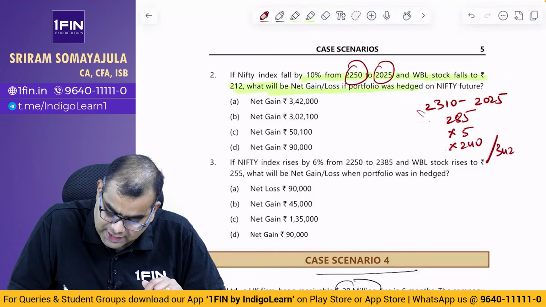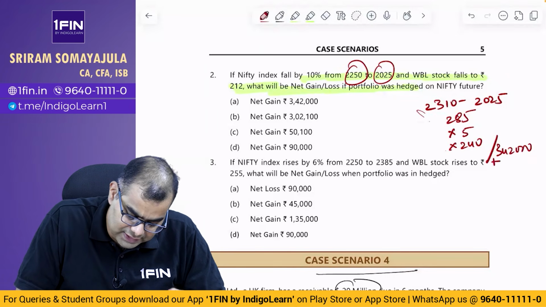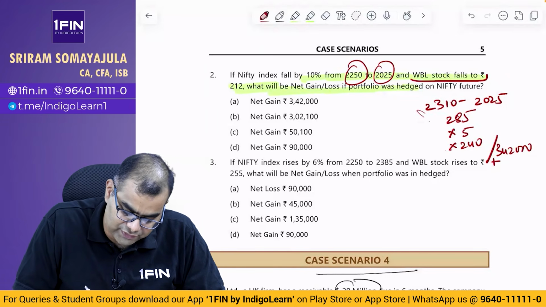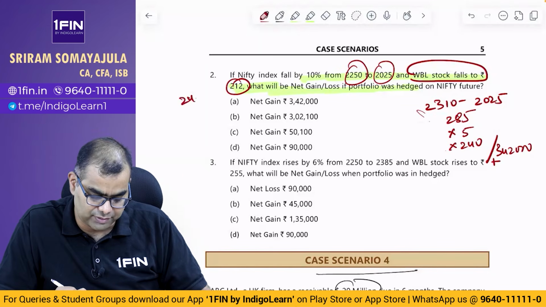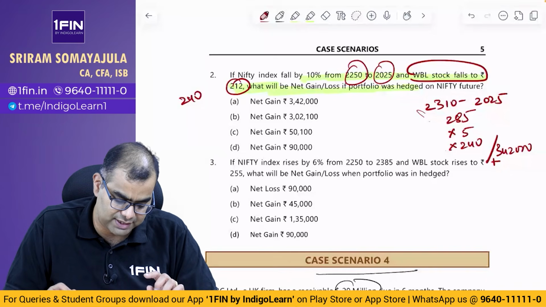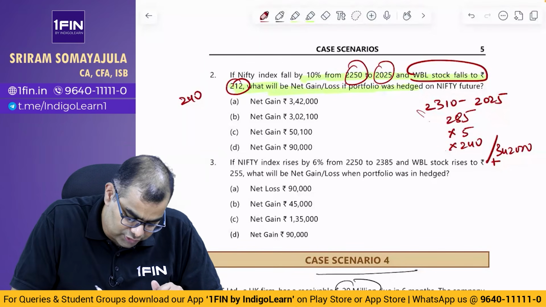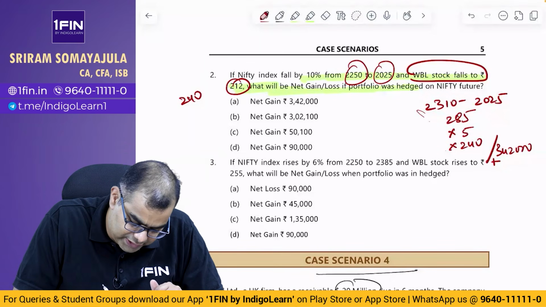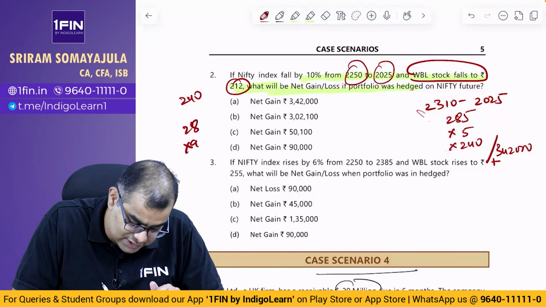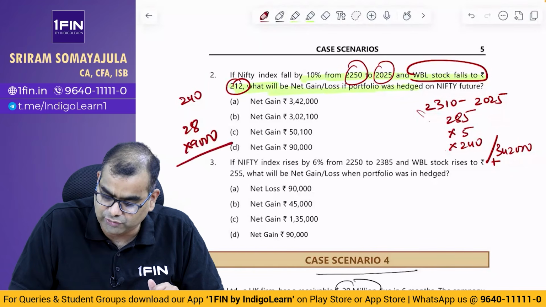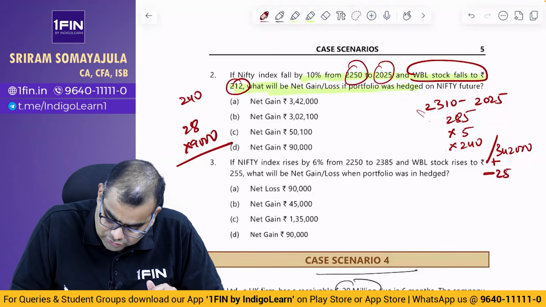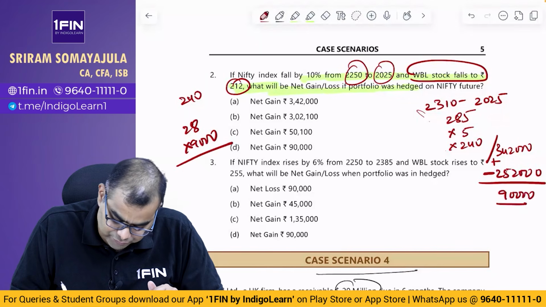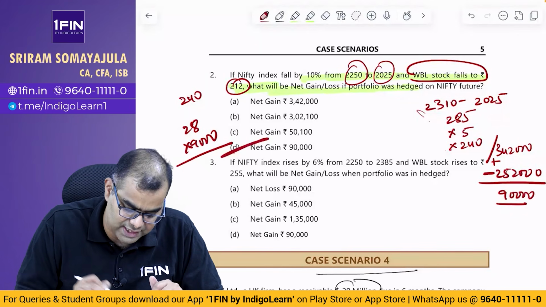Now, this is the gain. But what is the loss? Parallelly, the stock also fell. From 240 to 212. 240 was the price of the stock, no? That is how we computed 21,60,000 by 240 is equal to 9,000. So, the stock fell by 28 rupees. So, 28 into 9,000 is the loss on the stock side. That gives you 2,52,000. So, what is the net gain or loss? Gain. Gain of how much? 90,000. So, here net gain of 90,000. This is the answer, option D.